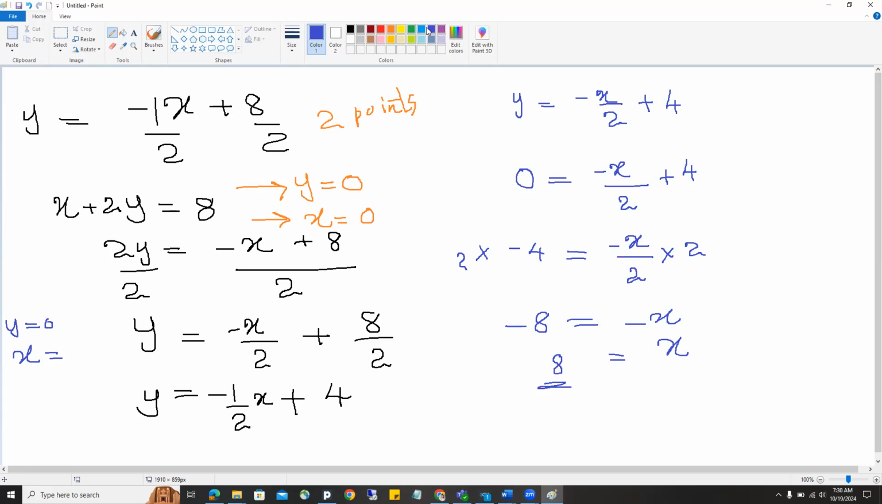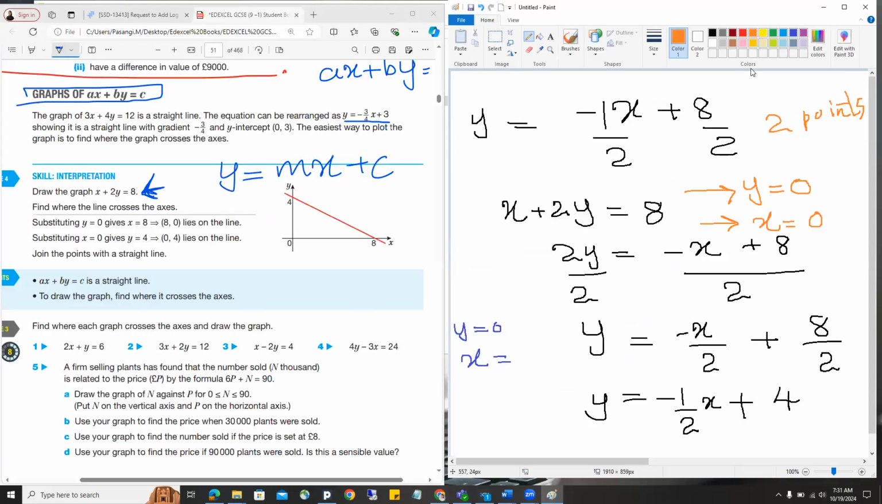So here what is the first coordinate? Coordinate means x, y, no? So here x is 8, y means 0. One coordinate is 8, 0. Then if we want to draw a line, we should have another coordinate.